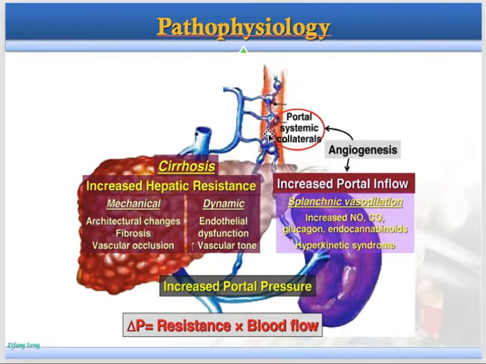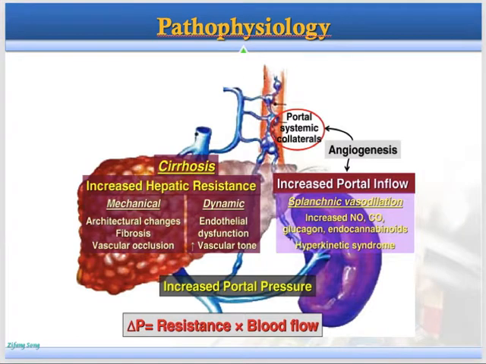So this is our point of focus. There is communication of the portal circulation with the systemic circulation at the gastroesophageal junction. Also, there is a communication in the anal canal. There is some communication in the falciform ligament, and also in the splenic venous bed.